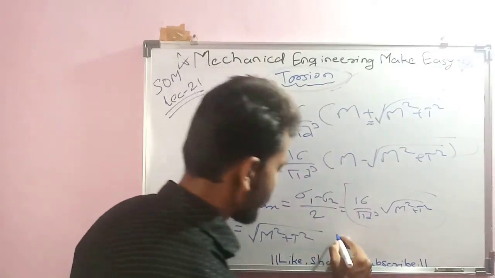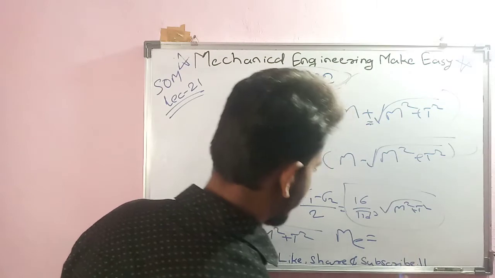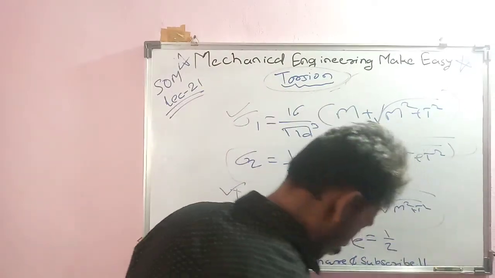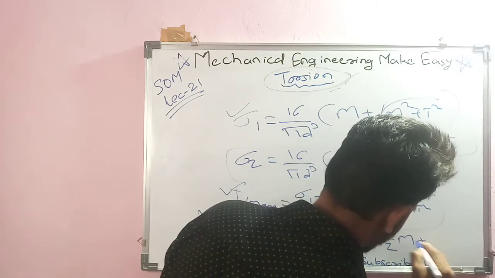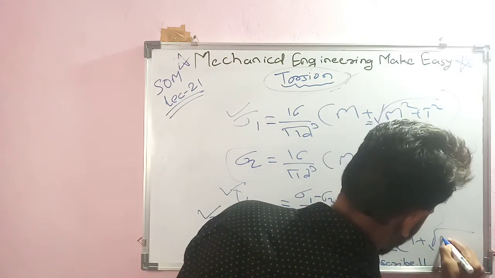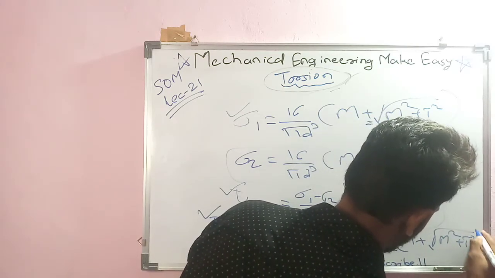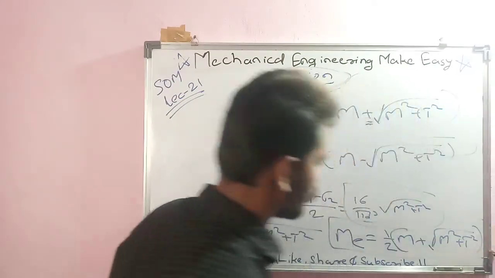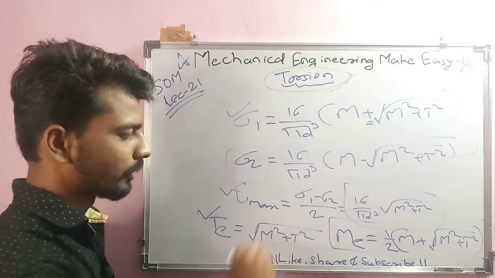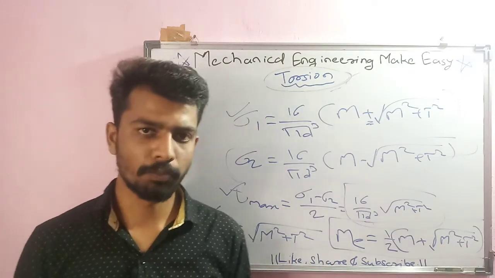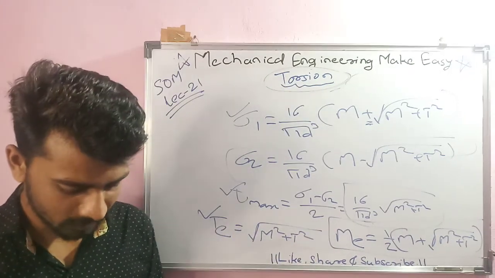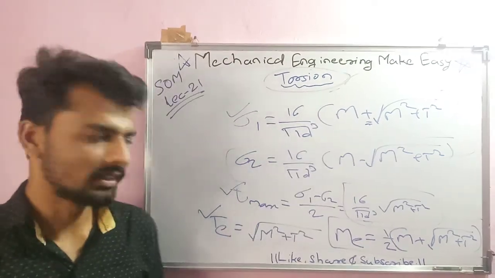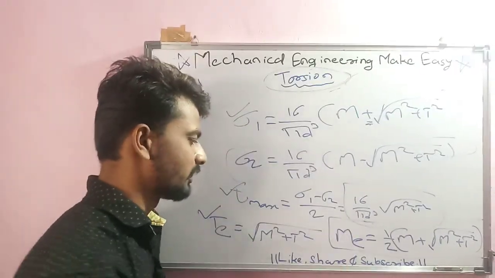Okay, and after that M equivalent, that is the equivalent bending moment, which is equal to half into M plus under root M square plus T square. Okay, so this is nothing but the equivalent bending moment. So just note down all these formulas. All the formulas are very important for our study and calculation purposes. So this is what I have designed for today's lecture. This is the equivalent torque, and this is the equivalent bending moment.